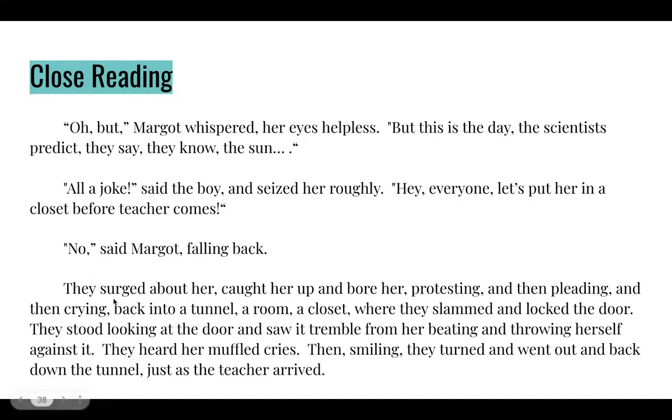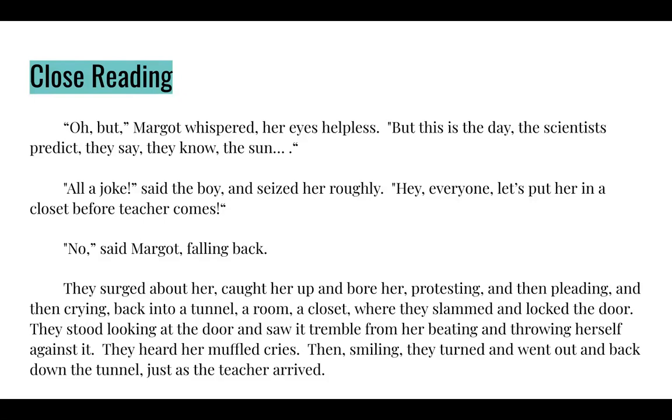What surges? Well, electricity sometimes surges, and waves can surge. So this power that's being generated and that's picking her up and carrying her back further and further and further, and then they slam and lock the door. So that's some good noticing of some of the craft moves that Ray Bradbury is doing as an author.